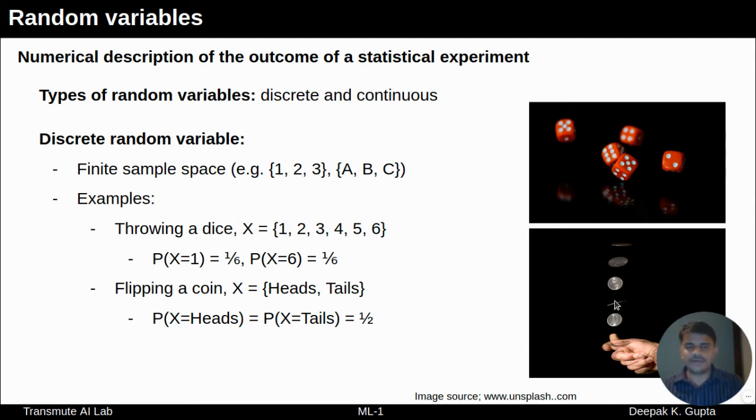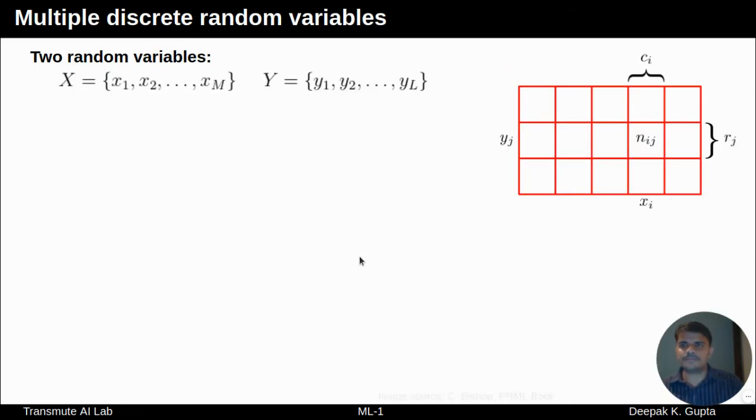These discrete sort of experiments that you observe are characterized by discrete random variables. So the discrete random variable has a finite sample space. We saw the examples already. The probabilities are given here. So that's it about discrete random variables.